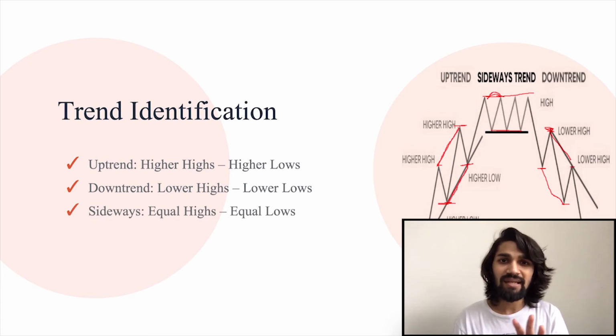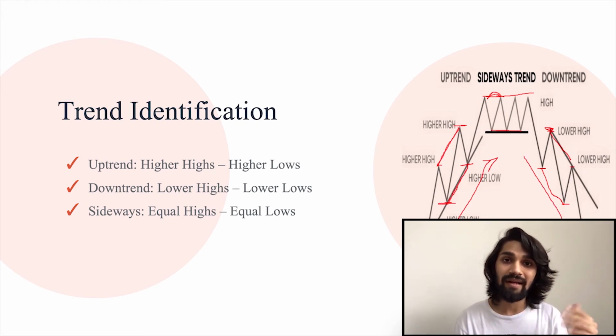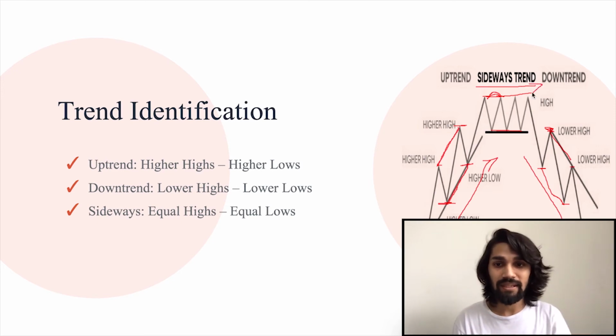If you don't understand this, it's fine. Do not really worry about it. Just think that if a chart is going diagonally up on the right hand side, then it's an uptrend. If it's going diagonally down on the right hand side, then it's a downtrend. If it's moving straight, then it's a sideways trend.